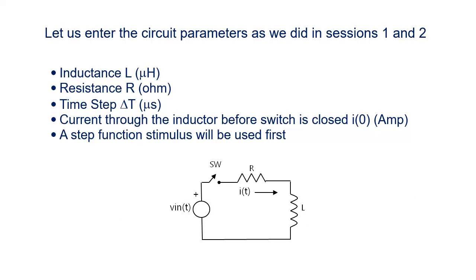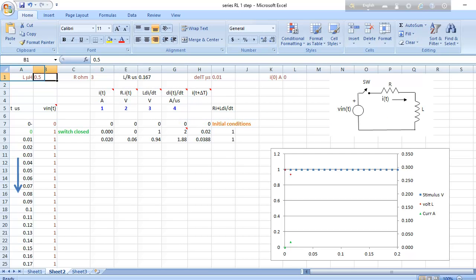We will enter inductance in microhenries, resistance in ohms, and time step in microseconds. The initial current through the inductor, that is before the switch is closed, is entered in amperes. We will start with a step function stimulus. Inductance in microhenries. Resistance in ohms.